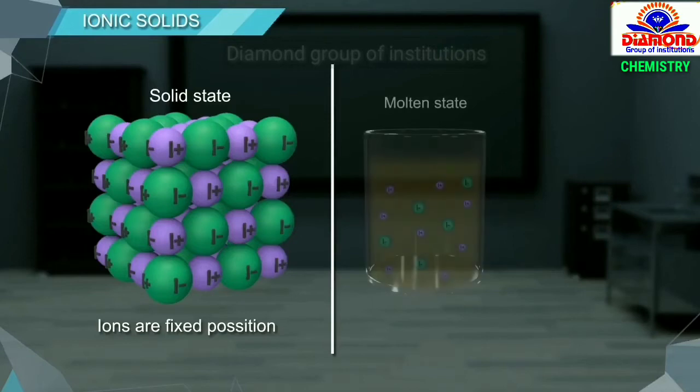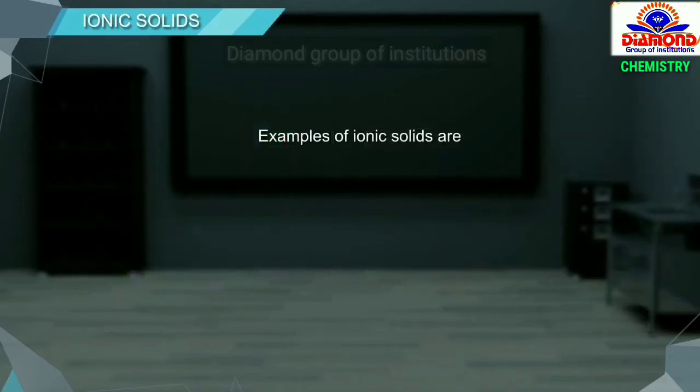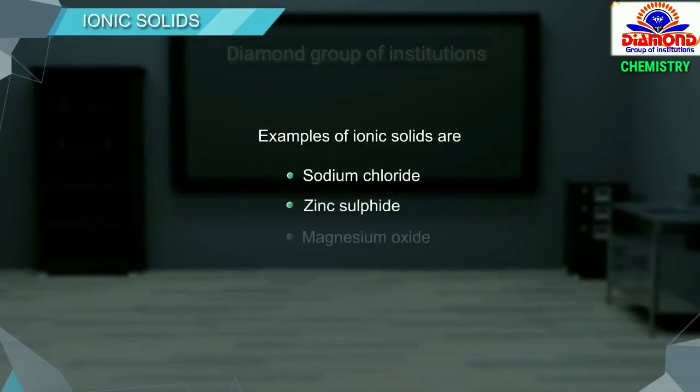However, in molten state or aqueous solutions, the individual ions are free to move. And when potential difference is applied, these ions act as charge carriers and become good conductors of electricity. Some of the examples of ionic solids are sodium chloride, zinc sulfide, magnesium oxide, cesium chloride, etc.